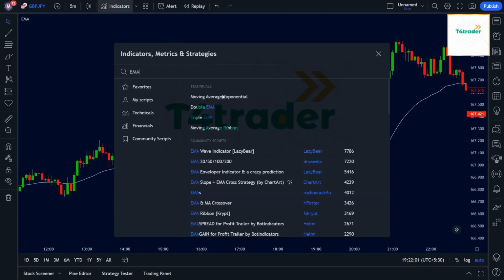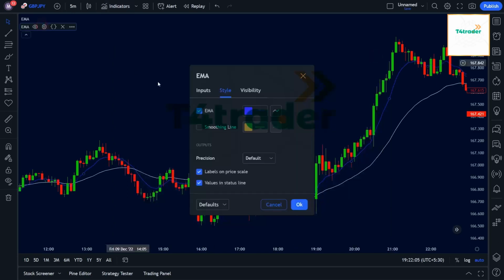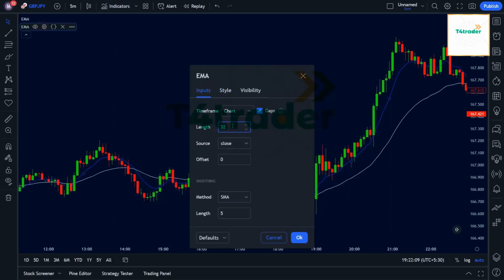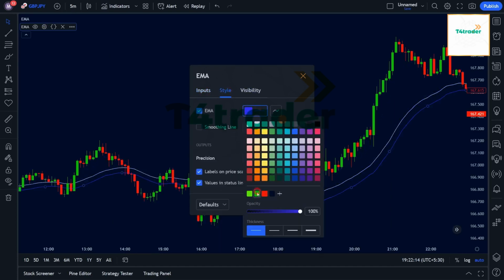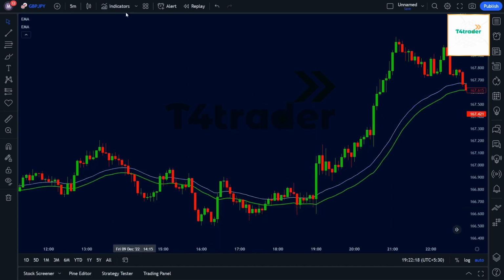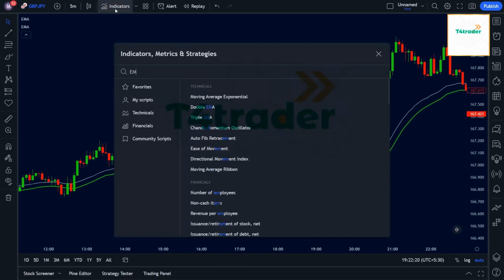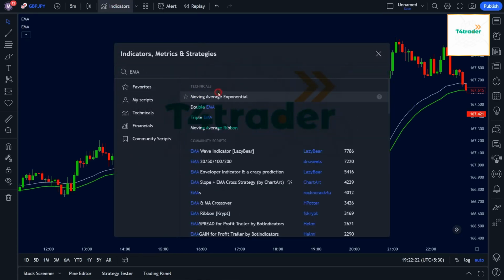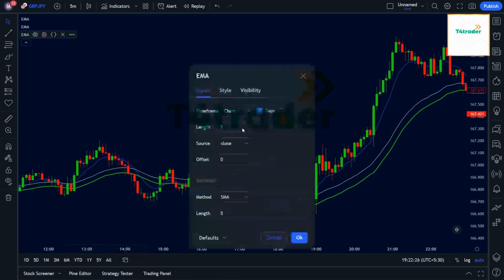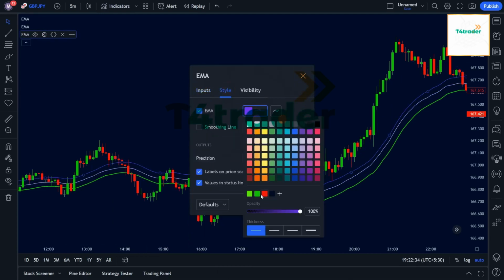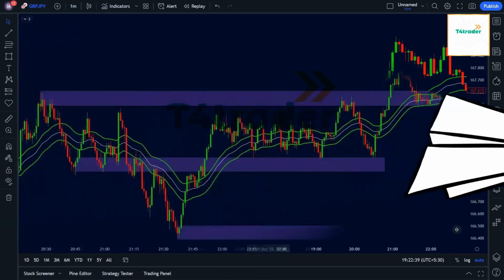Now add another exponential moving average to the chart. Go to the second moving average settings and change the length to 32, and change the source to low. Now add the last exponential moving average to the chart. Go to the third EMA settings and change the length to 32, and change the source to high. I increase the line thickness. Now our first setup is ready.